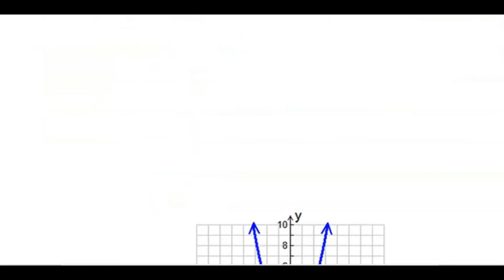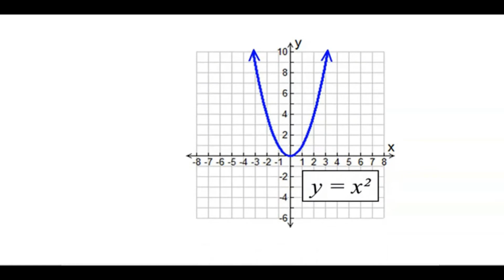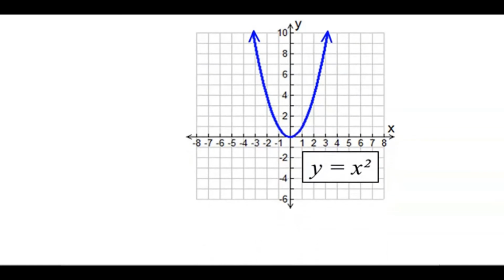Now what I mean by that is if I were to take this parent function, as you can see, this is the graph of y equals x squared. If I was going to reflect that, all I would have to do is make the a term negative. If I were to take this x squared graph and make it negative x squared, it's going to create a reflection across the x-axis. It's not changing the shape, it's just reflecting it across the x-axis.